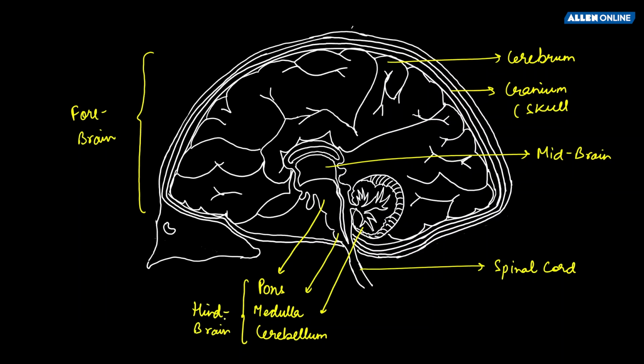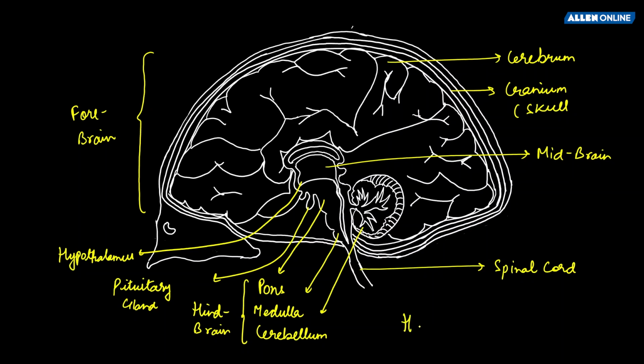And now we will label the gland, that is the pituitary gland, and the hypothalamus. Okay, so like that we are going to label all the parts, and now we will write the name, that is the human brain, and then we can just underline.